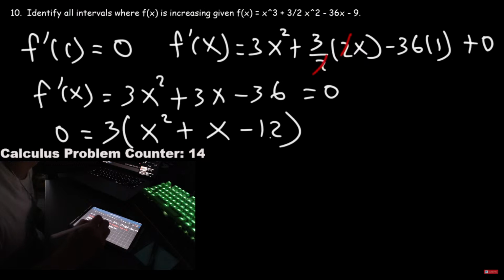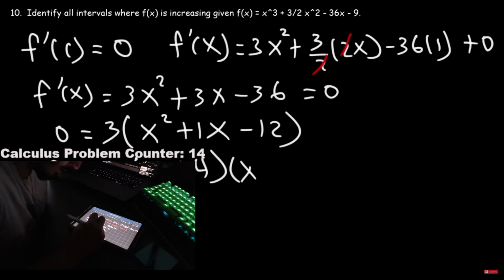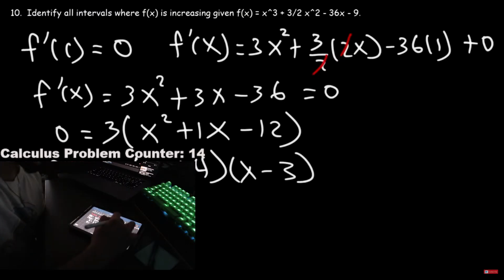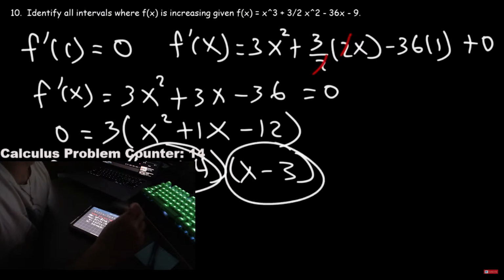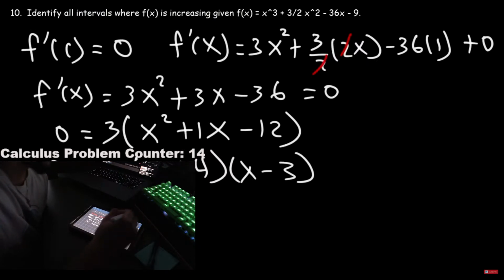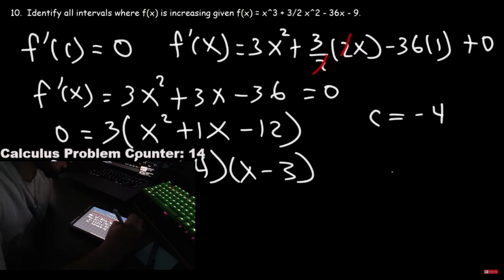What two numbers multiply to negative 12, but add to 1? So this is going to be positive 4 and negative 3. 4 plus negative 3 is positive 1, and 4 times negative 3 is negative 12. Now, what we need to do at this point is set each factor equal to 0. So if you set x plus 4 equal to 0, the critical point that you'll get will be negative 4. And if you set x minus 3 equal to 0, plus 3, you'll get the critical point positive 3.